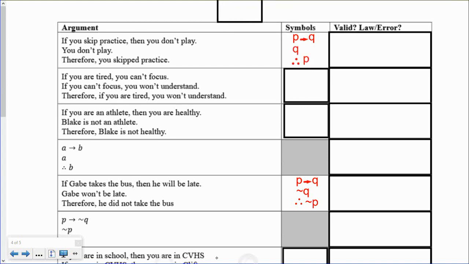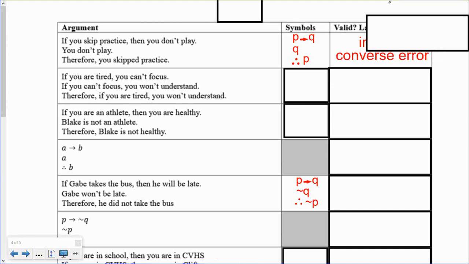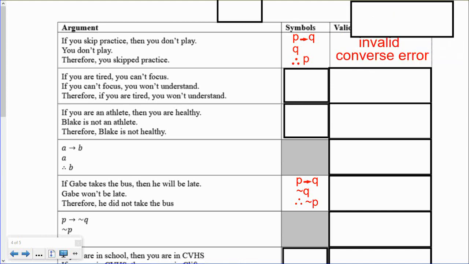Now that we've turned it into symbols, what did they do? They started with P arrow Q, then they went Q to P. What is that? When instead of P to Q, they go Q to P. What do you call that? A converse. When they swap the order, it's a converse, right? Was the converse valid or invalid? Invalid. It's invalid because it's the converse error. That's the process you go through.